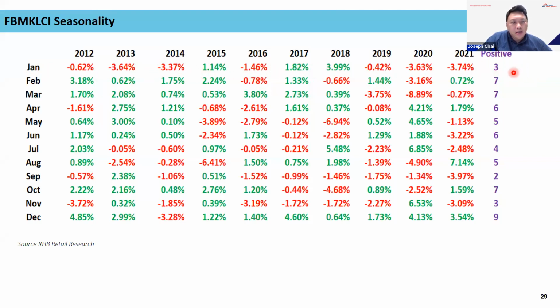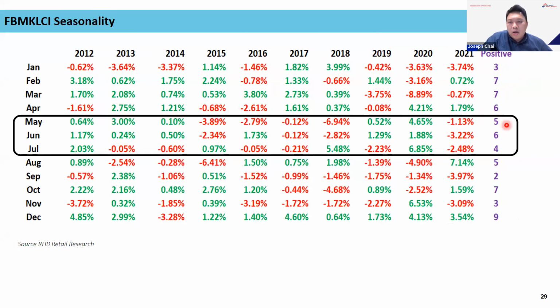positive. Okay, and then let's look at May. This is May, and we are now in May. What do we see in May? Out of the last 10 years, only 5 times are positive, another 5 times are negative. So we can see that the month of May is very likely a bearish month.